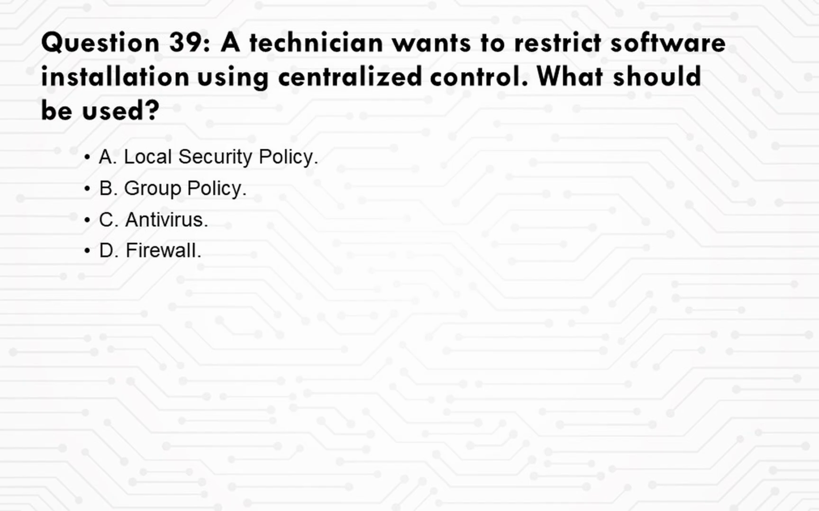Question 39. A technician wants to restrict software installation using centralized control. What should be used? A. Local security policy. B. Group policy. C. Antivirus. D. Firewall. Answer: B. Group policy allows centralized enforcement of restrictions.